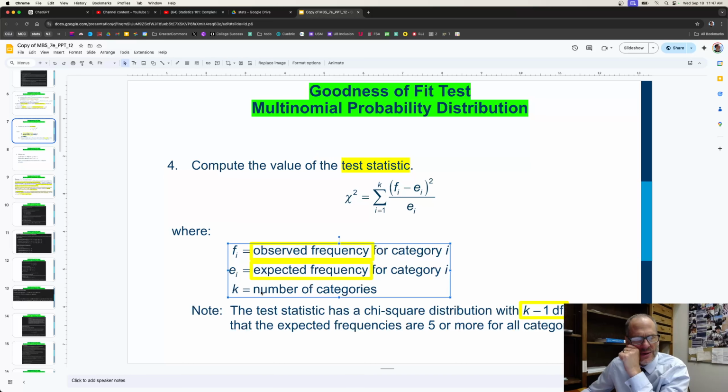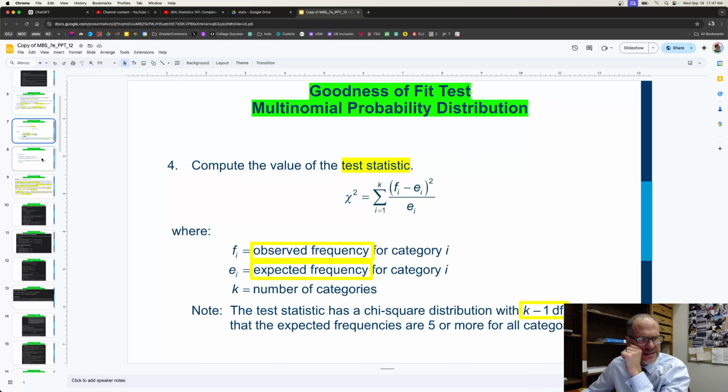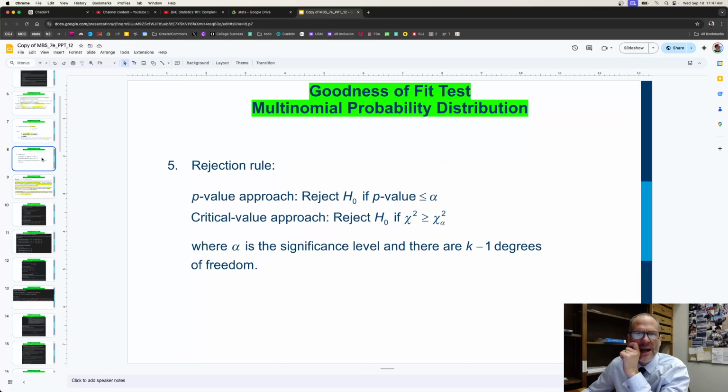And then the number of categories. Hey, there we finally see our K. It's the number of categories. And then we have K minus 1 degrees of freedom. So I highlighted that. And it has the chi-square distribution. I'm glad I know how to say chi now. I was saying chi for a while. I kind of like chi.